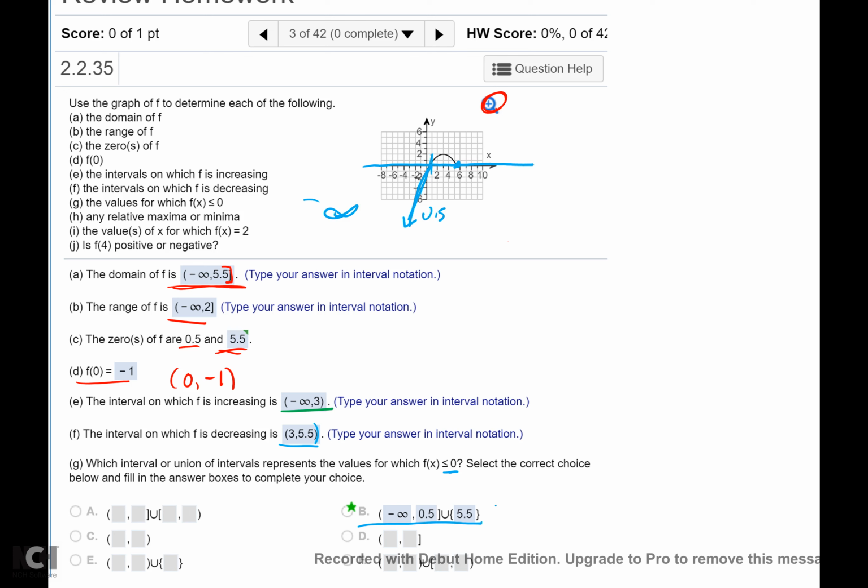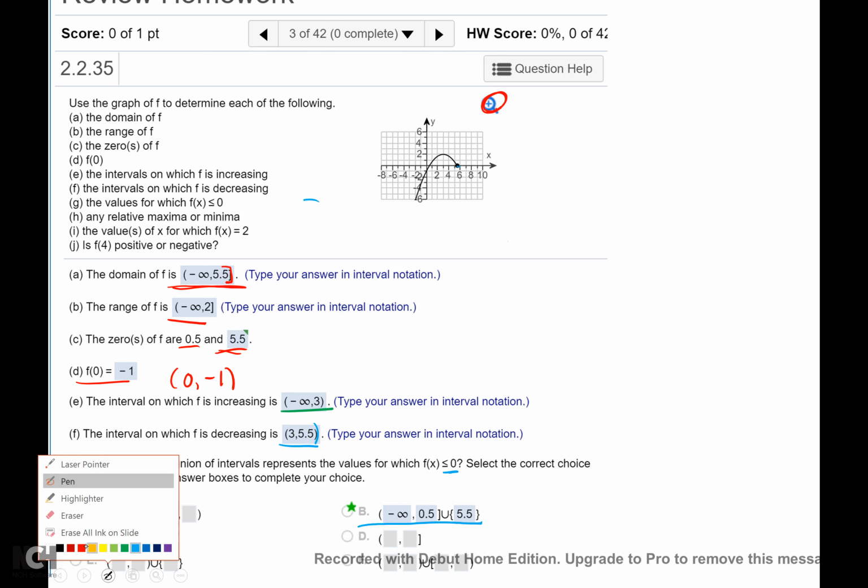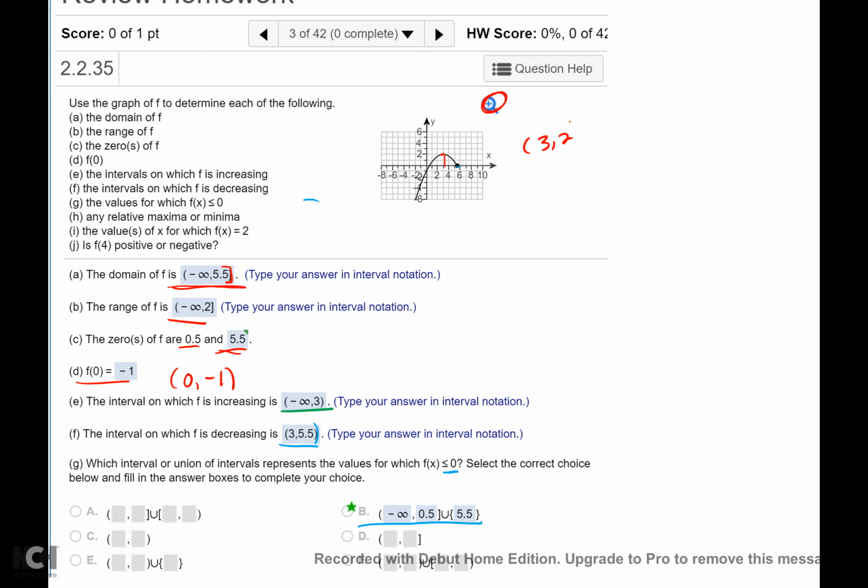All right, for H, I, and J that aren't on here, sorry. H says any relative maxima or minima. We do not have a minimum, but we do have a maximum, which is right there. And that ordered pair would be at 3, 2. So you have a maximum at 3, and its value is 2. Okay, my minimum, there is no minimum.